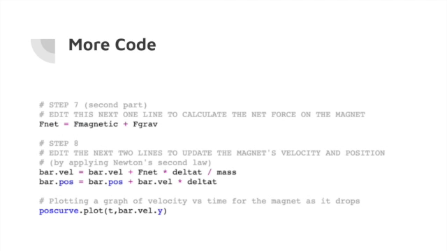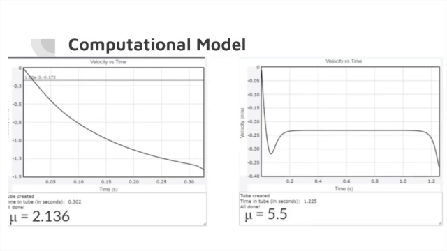Step 7 asks us to calculate the net force on the magnet. The F net equals the magnetic force plus the gravitational force. And in step 8, we wrote the code to update the magnet's velocity and position using Newton's second law. So now we'll look at the computational model.